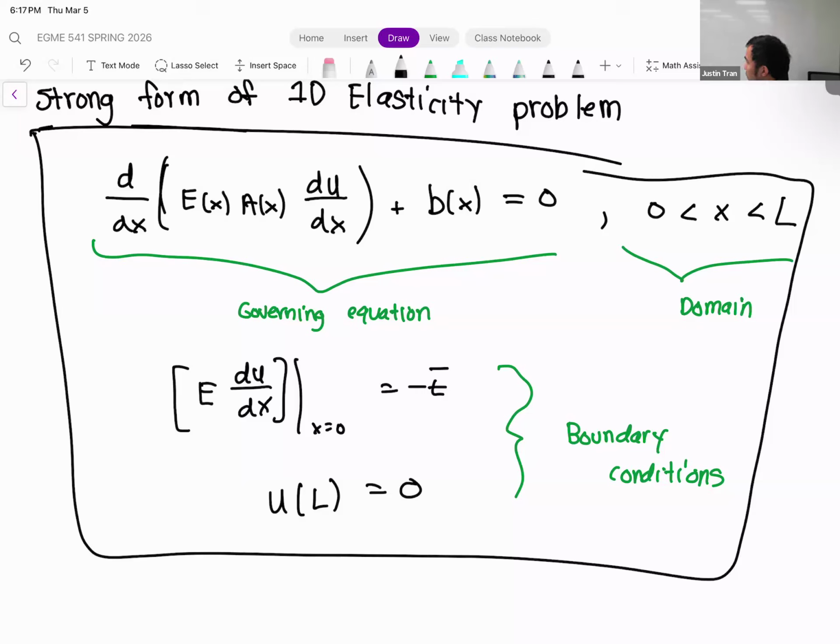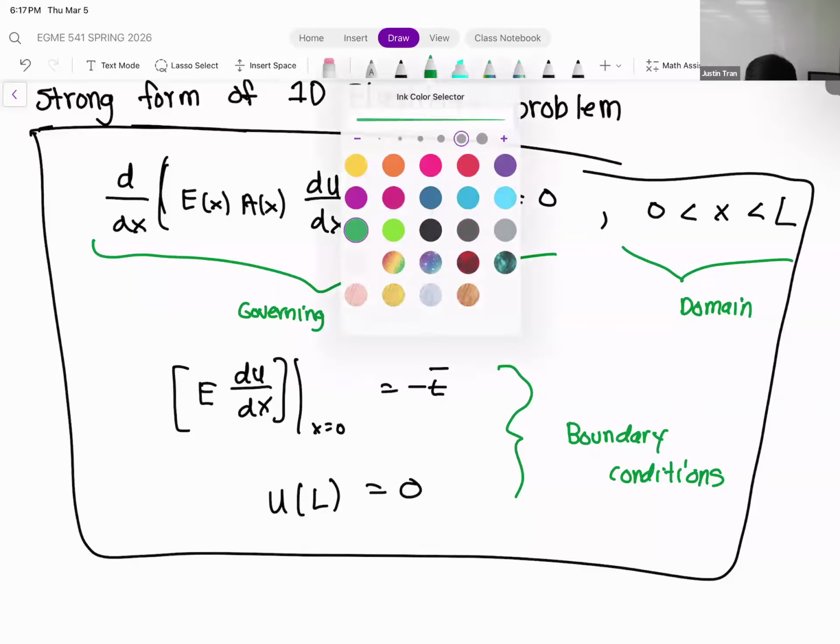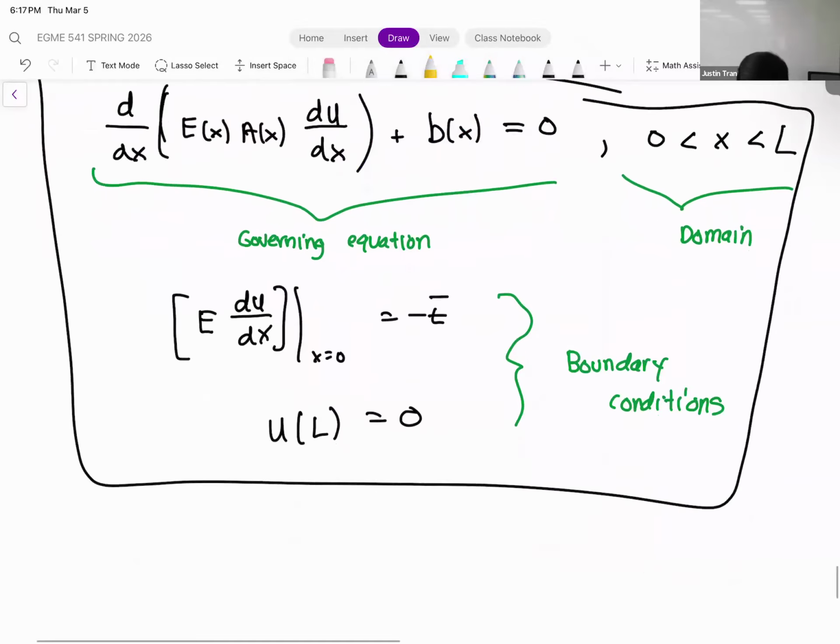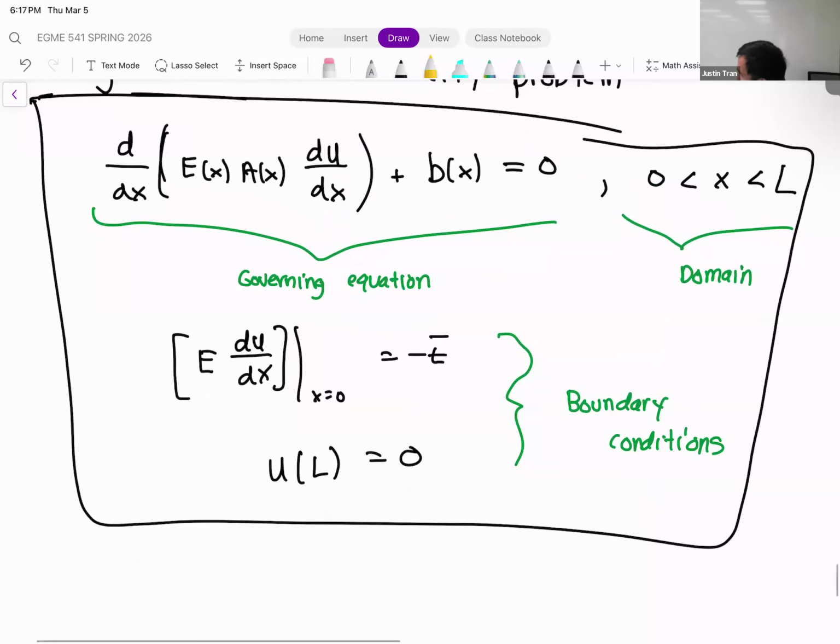All right, and so that's everything you need to express the strong form of the problem. Although take note, we expressed the boundary value problem for this particular case where we have a compressive force on the left and a fixed boundary condition on the right. But in most other situations, your boundary condition is going to be different. So just be aware of that.